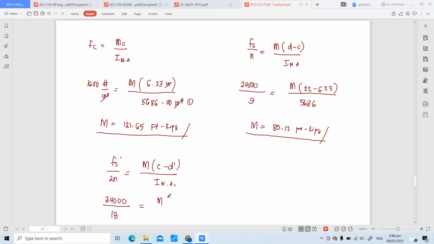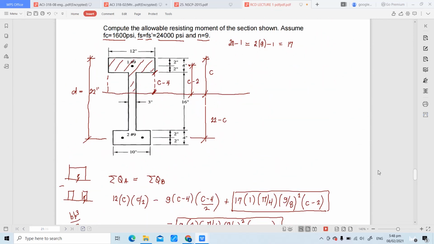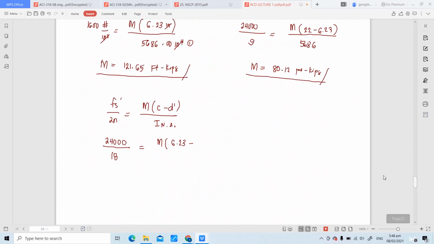Ang moment that is unknown, C minus D prime is 6.23 minus D prime. Ano ulit yung D prime? Effective concrete covering sa compression side. Yun yung distance ng extreme compression fiber papuntang centroid ng bakal sa compression side. And as you can see here, D prime is equivalent to 2 inches. So that is 6.23 minus 2 over INA, that is 5,686. Again, cross multiply, divide nyo ng 12,000 para maging feet kips yung unit.